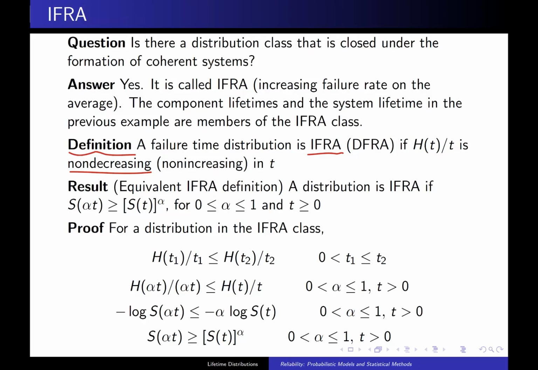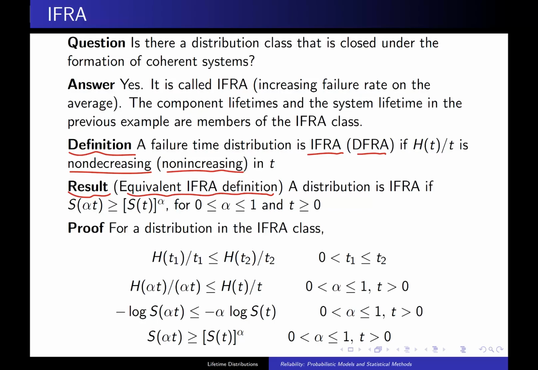This is two definitions in one. It's also the definition of DFRA, which stands for decreasing failure rate on the average, if that ratio of the cumulative hazard function to time happens to be non-increasing. So here is a result concerning IFRA distributions, and this will give you an equivalent IFRA definition. It goes as follows. A distribution is IFRA if S of alpha t is greater than or equal to S of t to the alpha power for some alpha chosen between 0 and 1 and t greater than or equal to 0. Here is a proof of that result.